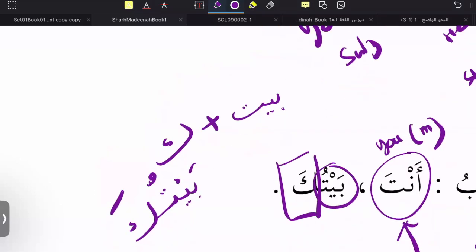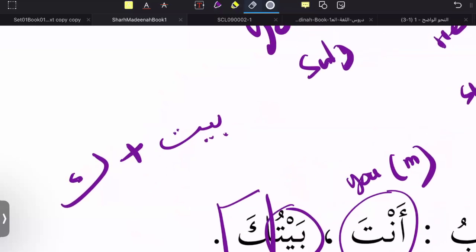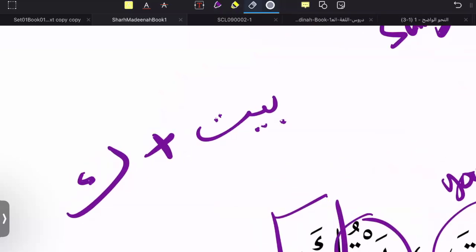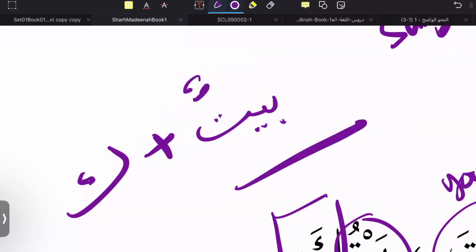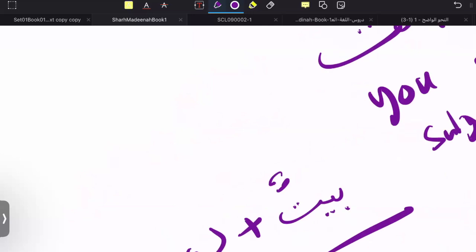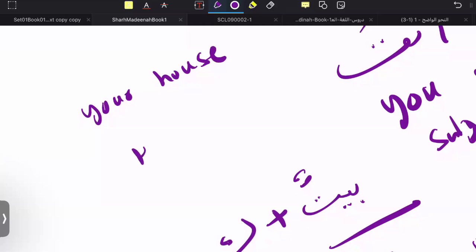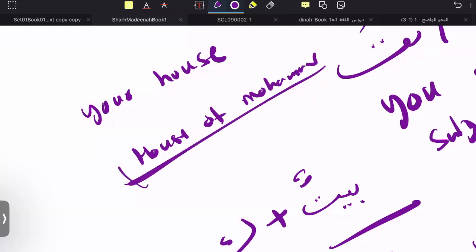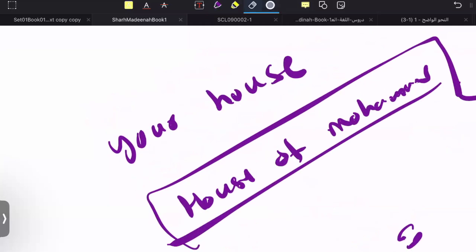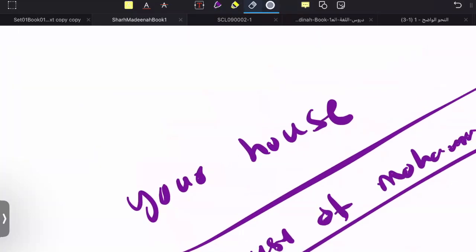Now, before I go further, I will explain something. How do you say a house? You say baitun. Remember, there is no alif lam. Now, what is a possessive case? When you say baituka, or your house, is it the same thing as the house of Muhammad? Because we already studied this. This is an idafa phrase. Or we can say Muhammad's house. Let's stick with house of Muhammad. Is this the same thing? Yes, it is the same thing as saying house of your.